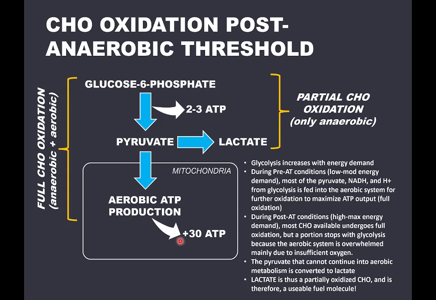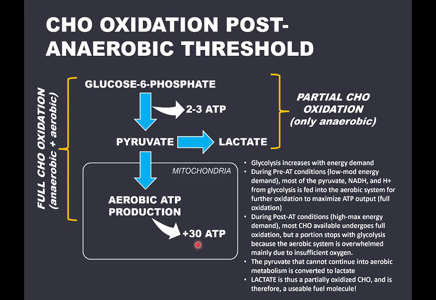You can see that there is 30 additional ATP produced by the aerobic system. So with full oxidation, there is 2 to 3 ATP produced anaerobically without oxygen through glycolysis, and 30 more ATP produced aerobically in the mitochondria with oxygen. So when glucose 6-phosphate is fully oxidized, meaning all the energy is released from the glucose 6-phosphate, you get a total of 32 to 33 ATP. 2 to 3 ATP plus 30 ATP. That's 32 to 33 ATP yield.